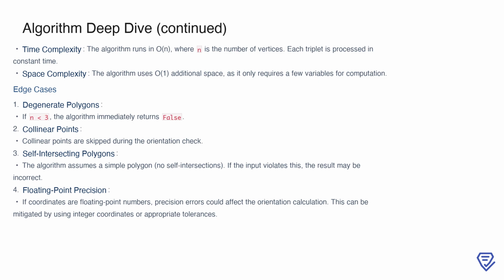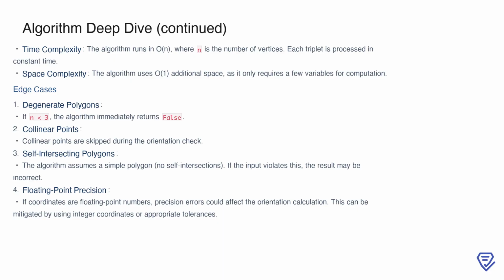However, there are edge cases to consider. If the polygon has fewer than 3 vertices, it's degenerate and immediately invalid. Collinear points don't affect convexity, so they're safely skipped during the orientation check. It's important to note that the algorithm assumes the input is a simple polygon, meaning it has no self-intersections. If the input violates this assumption, the result may not be reliable.